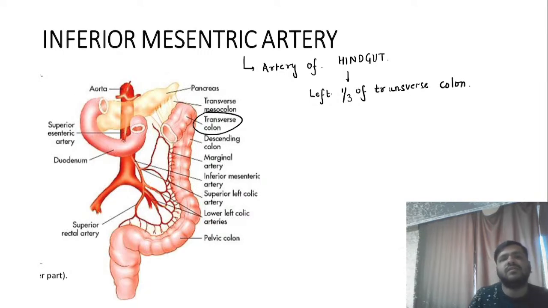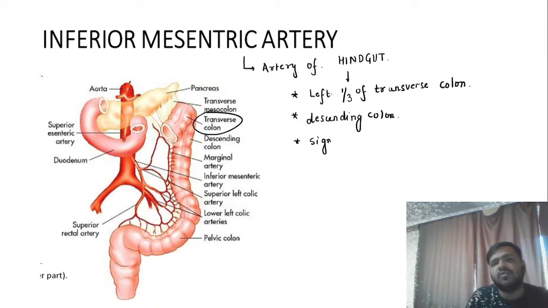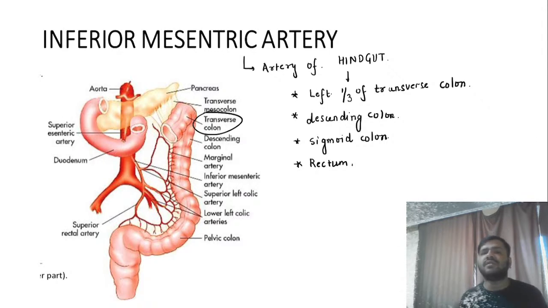You can very well see over here the transverse colon. Okay. Apart from that, अब ट्रांसवर्स कोलॉन के नीचे क्या आ जाएगी, descending colon. डिसेंडिंग कोलॉन और फिर आ जाता है sigmoid और फिर आ जाता है rectum. So we have the sigmoid colon and along with that we have the rectum. So it supplies the left one third of the transverse colon, descending colon, sigmoid colon and the rectum जो पार्ट रह गया था.